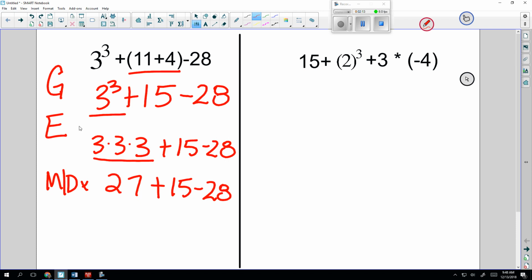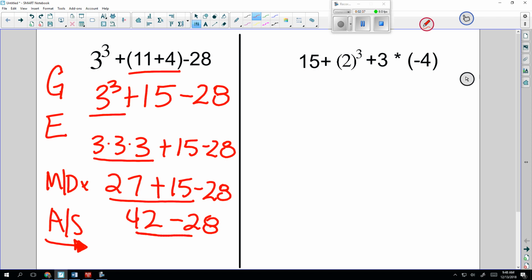Okay? So then what's the last step of order of operations? Add, subtract. Remember, we always move which direction? Left to right. That's right. So if I'm going to go left to right, what's my first addition problem? 27 plus 15. What do you get? 42. Good. So 42 minus 28 is left. Now subtract. Remember, we're just going left to right. This is all I have left. So what is 42 minus 28?